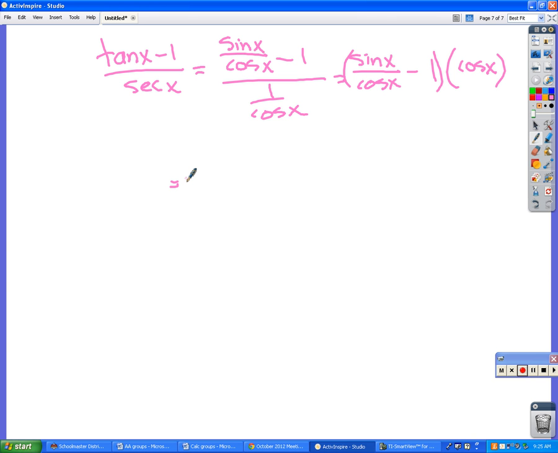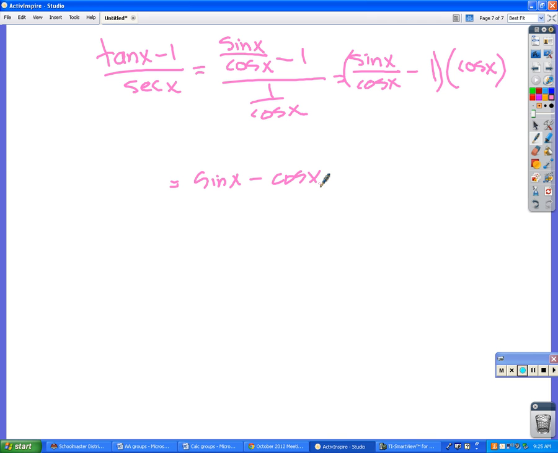So what is sine of x over cosine of x times cosine of x? Sine of x. And then minus 1 times cosine is cosine. So what they're saying is we could have simplified this all the way down to sine of x minus cosine of x first. Did I do that right? And then taken the derivative.